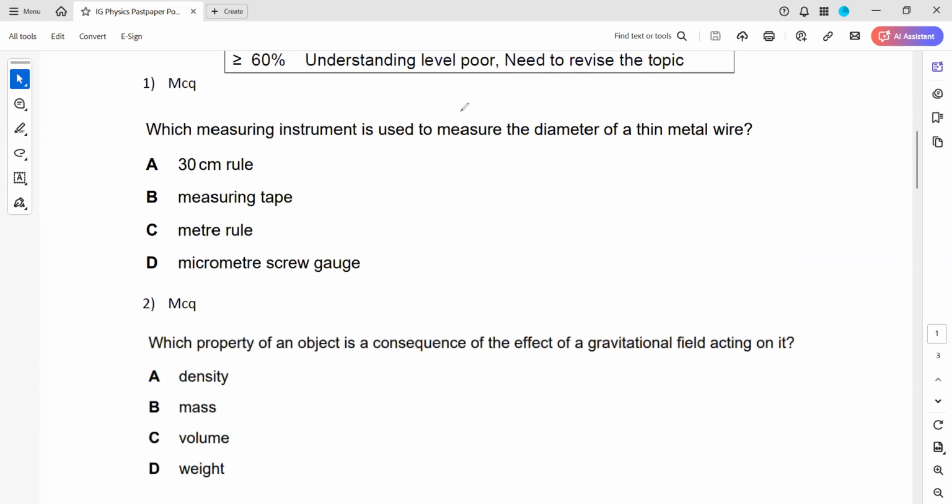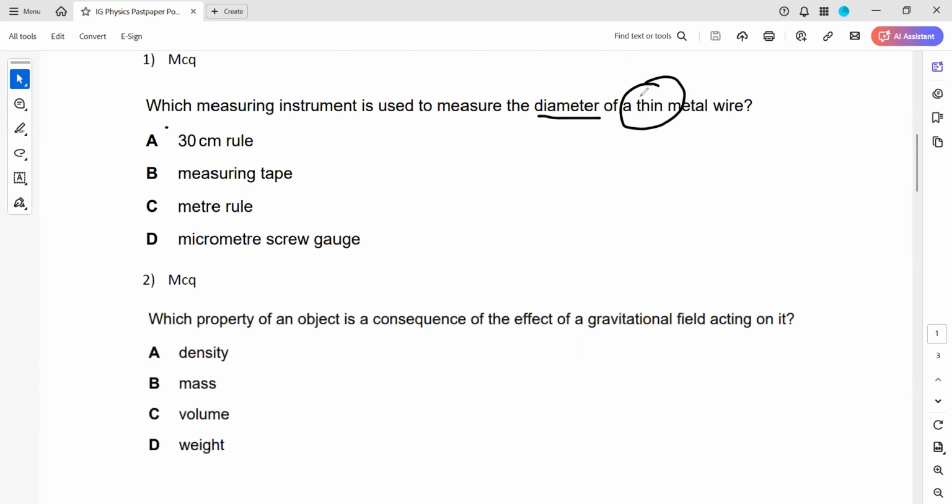Which measuring instrument is used to measure the diameter of a thin metal wire? So, micrometer. Why? Because it can measure a smallest value of 0.01 millimeter. A meter rule can measure 0.1 centimeter, or 1 millimeter. A measuring tape can also measure 0.1 centimeter, or 1 millimeter. What about the meter rule? Also 1 millimeter.